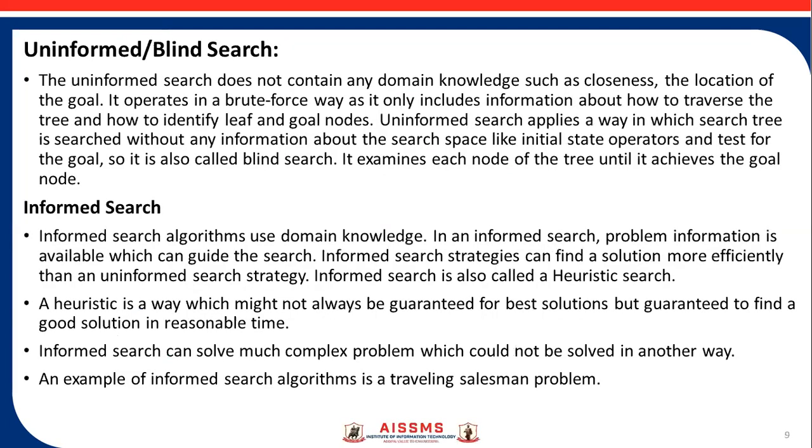Uninformed search does not contain any domain knowledge such as closeness or the location of the goal. It operates in a brute force way, as it only includes information about how to traverse the tree and how to identify leaf and goal nodes. Uninformed search applies a way in which the search tree is searched without any information about the search space, like initial state operators and tests for the goal. So it is also called blind search. It examines each node of the tree until it achieves the goal node.